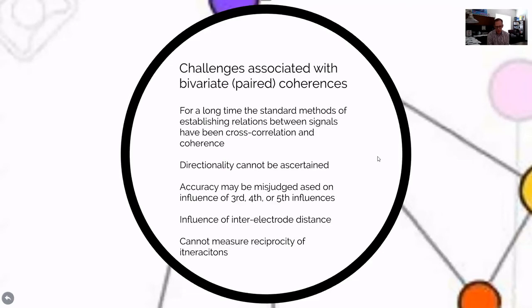It also does not consider the influence of inter-electrode distance. So one of the things we know of coherence statistics and any correlational statistics of EEG activity is the closer the sensors are to each other, the higher the value of coherence. The further apart they are, the lower the value. This is not accommodated for when we look at coherence measures. And again, we cannot measure reciprocity of interactions because we can't measure directionality to begin with. Again, it's just a correlational statistic.